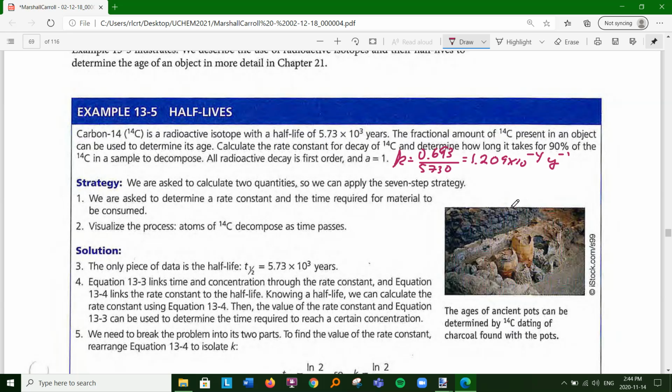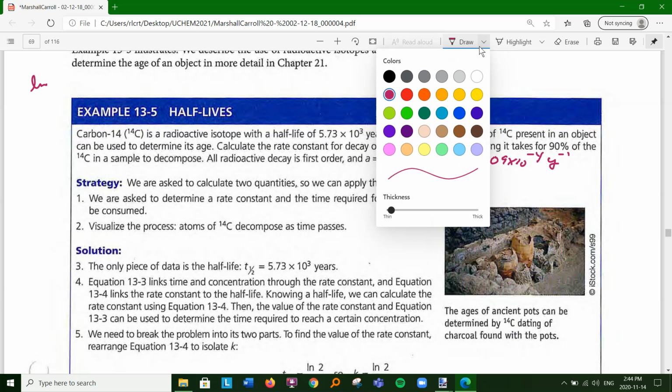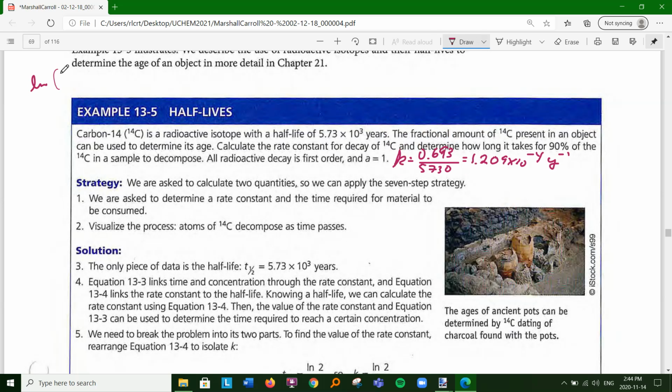Then it says, how long would it take for 90% to decompose? Well, now that we know k, we can use the expression, natural log of A at time t over A naught is minus kt. We know what k is now, 1.209 by 10 to the minus 4. Then we have to solve for time. That's going to be the natural log.